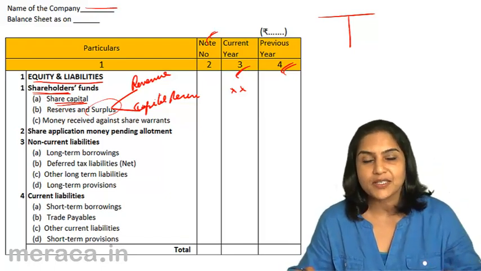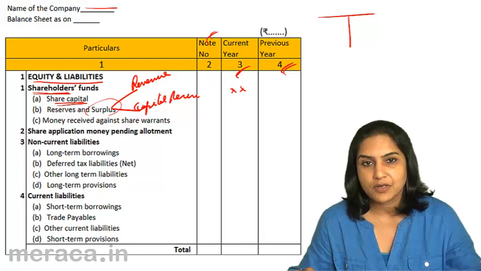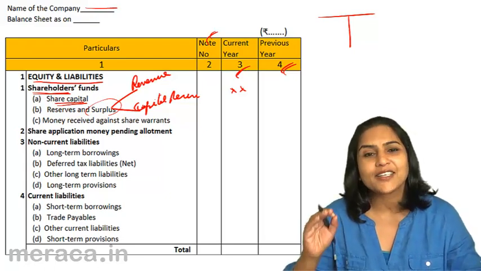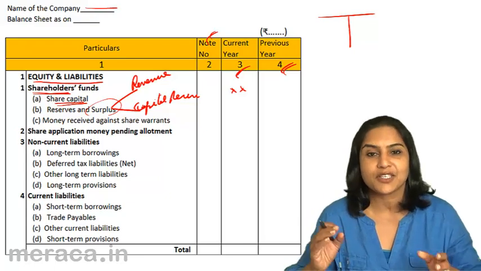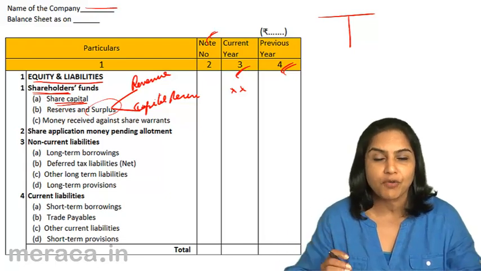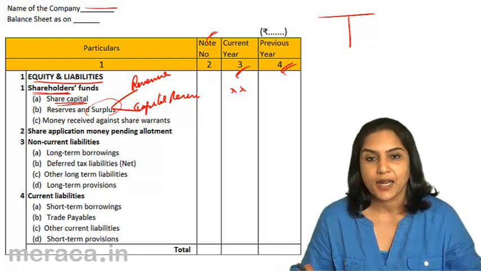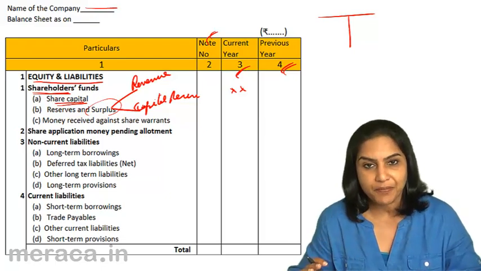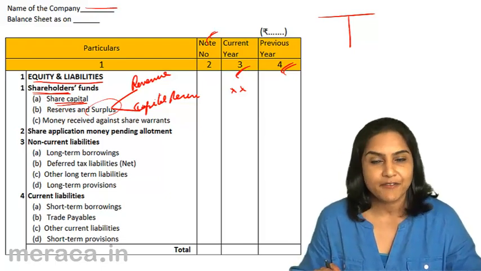What is a revenue reserve? Revenue reserve means the reserves which arise from revenue making activities of the business. That is the normal business activity. If it is a trading, the buying and selling, the normal day-to-day operations, the normal business activity of the company, the profits which are made from that, they are referred to as revenue reserves.